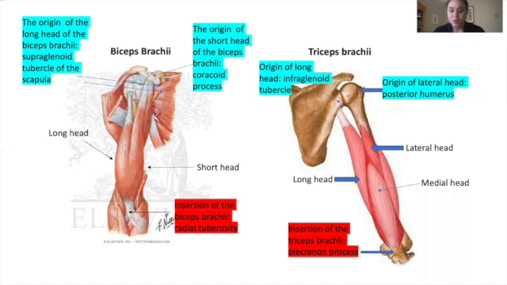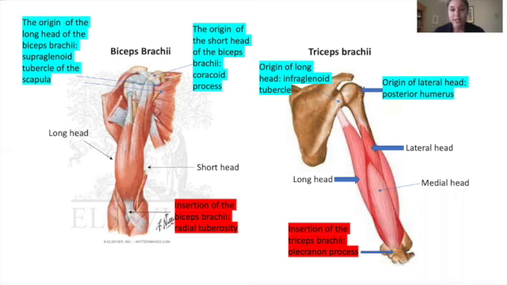Okay, so the origin at the scapula and the insertion into the radius of the biceps brachii means that it can act both on the shoulder joint and at the elbow joint. Okay, so these muscles can span two joints, the elbow and the shoulder, and hence, they can produce movements in both joints.